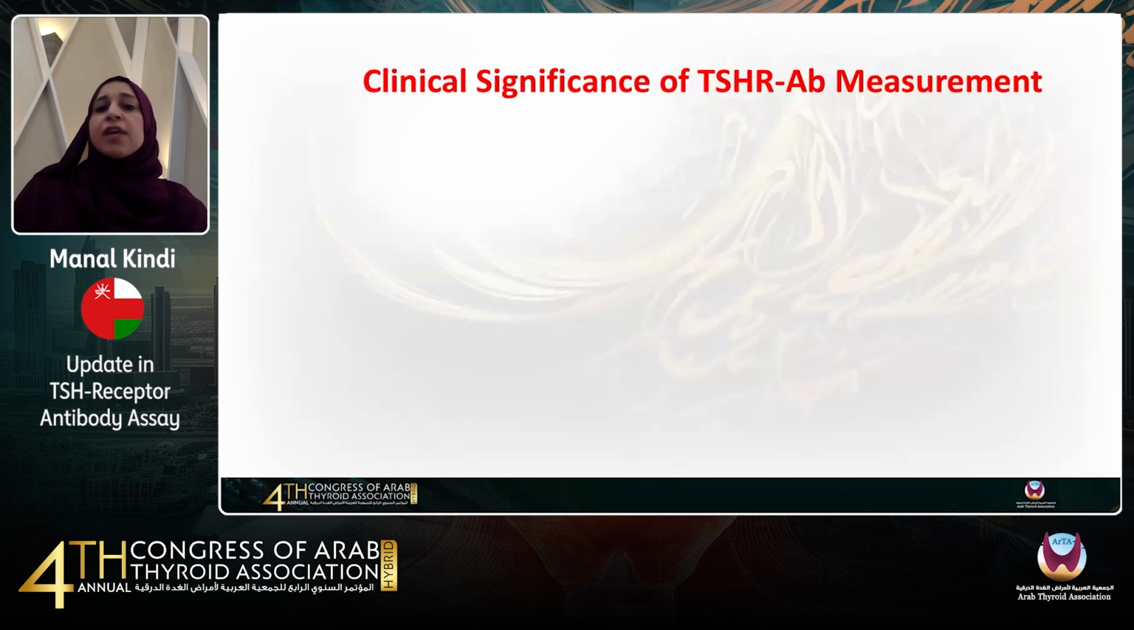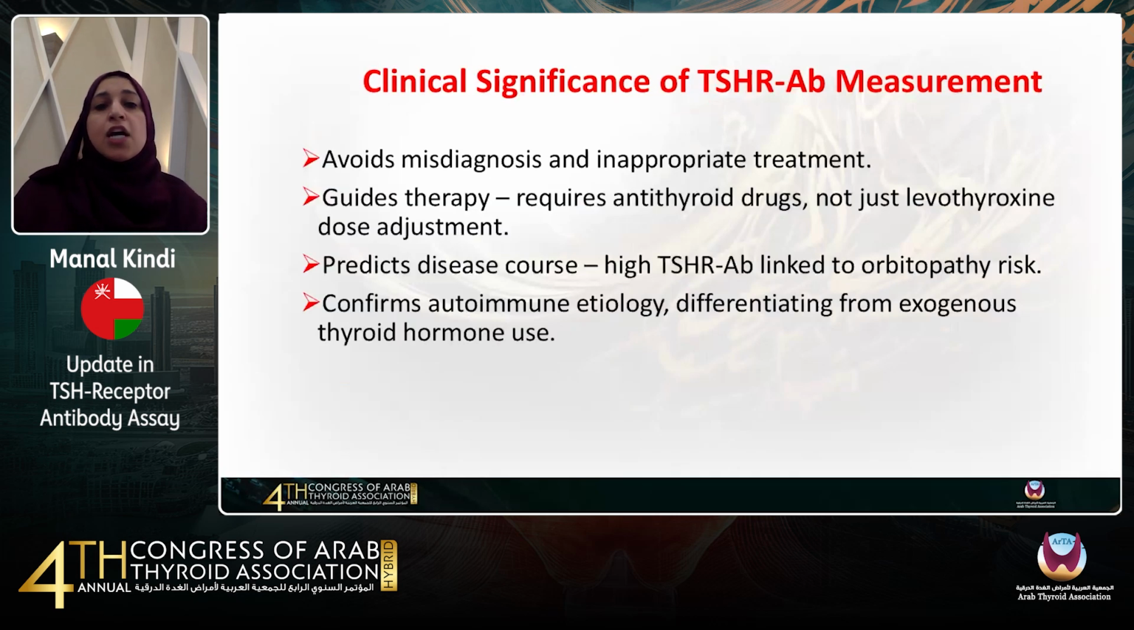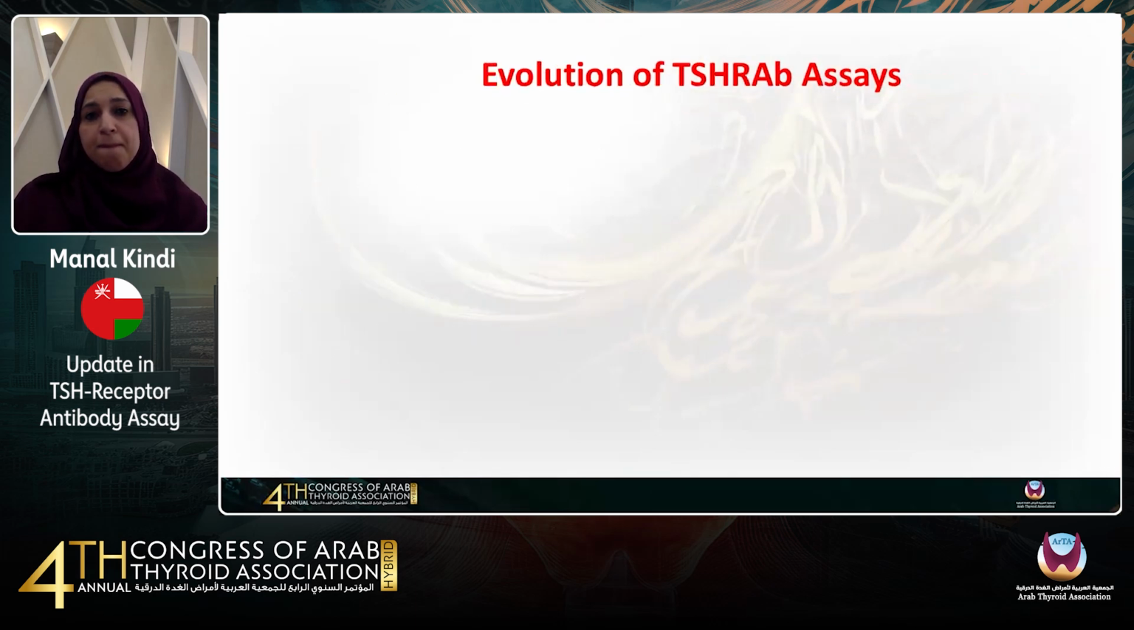The clinical significance of the measurement is to avoid misdiagnosis and inappropriate treatment. It guides therapy, to assess if there is a requirement for antithyroid drug therapy or any other adjustment in therapy. It predicts the disease course. So if you have high TSH receptor antibodies, that is probably linked to a higher arthropathy risk. It confirms autoimmune etiology, and so it differentiates it from exogenous thyroid hormone use.